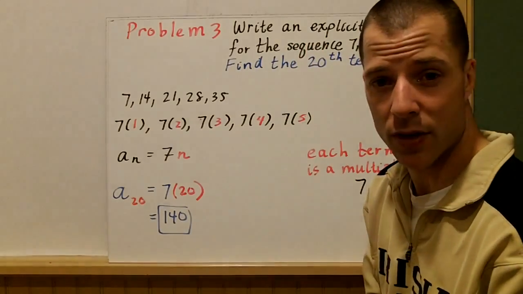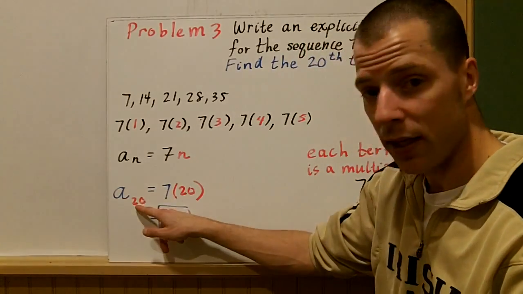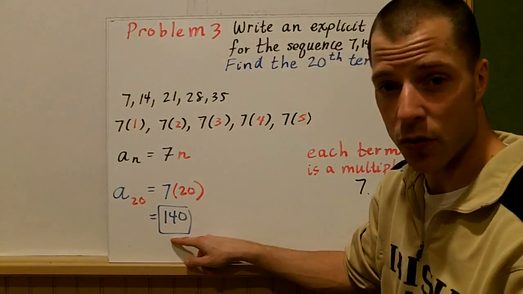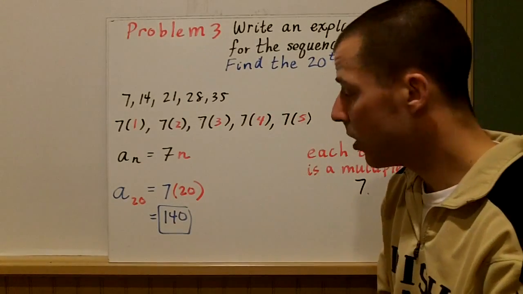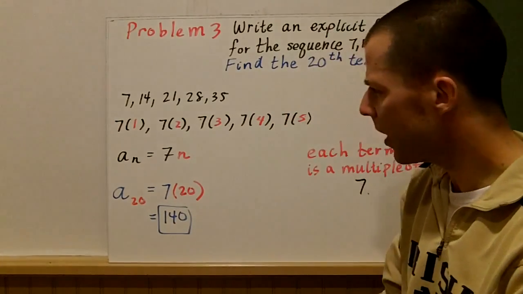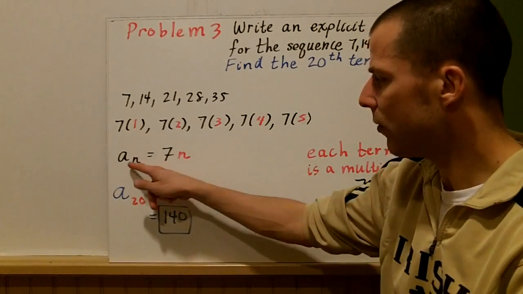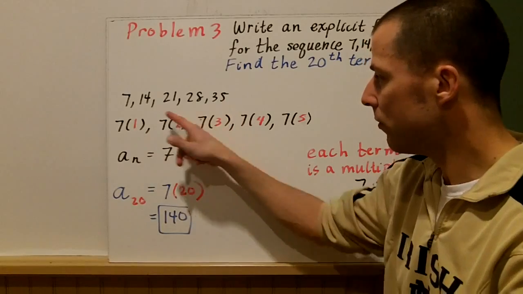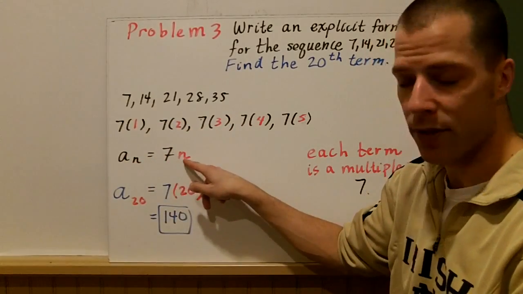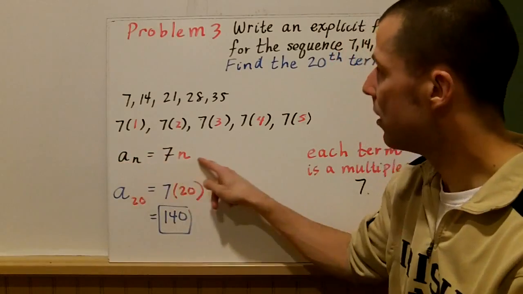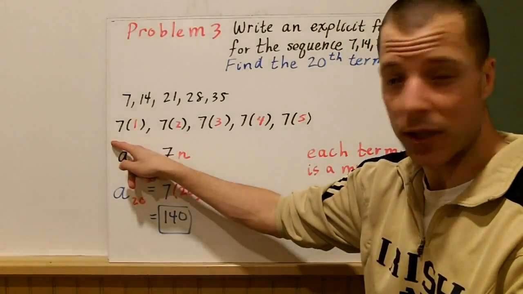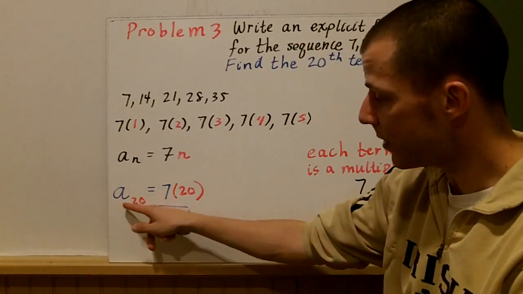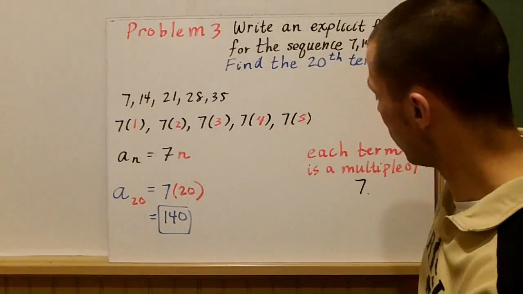So how do we get the 20th term? Well, a sub 20 is just equal to 7 times 20. And I get 140. So the 20th term of this sequence would be 140. Okay, so be very careful when we talk about that. The term we want is just 7 times whatever term we want. The second term, a sub 2, equals 7 times 2. And so this right here, that is our rule, that is our definition. That's what our answer would be for that formula. And a sub 20 would be 140.